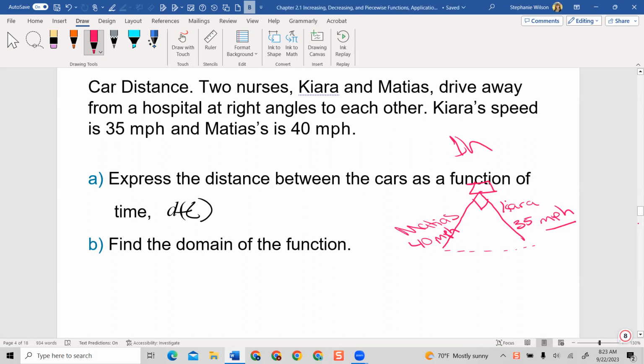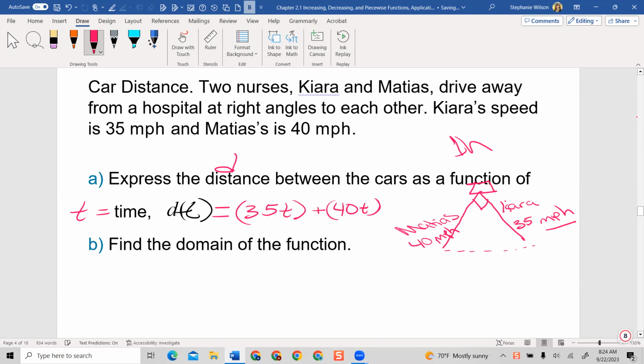And so let's go ahead and acknowledge what each part is. So I know that D is going to be my distance, right? I know that T is going to be my time. In this case, it would have been X, right? But T is my time. All right. Now, saying that, I know that I have 35T plus my 40T.